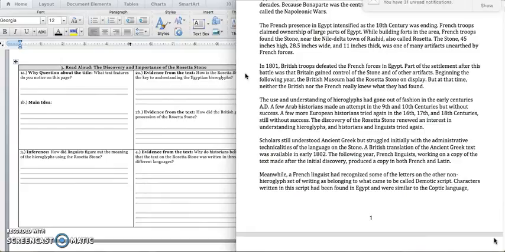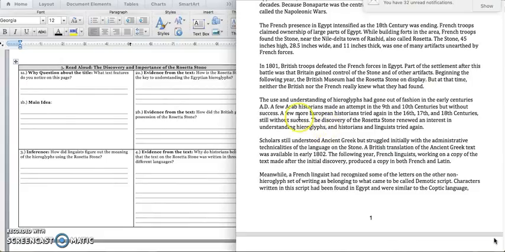In 1801, British troops defeated the French forces in Egypt. Part of the settlement after this battle was that Britain gained control of the stone and other artifacts. Beginning the following year, the British Museum had the Rosetta Stone on display, but by that time, neither the British nor the French really knew what they had found. Okay, we'll stop right there because we know that the British troops defeated the French forces in Egypt and they got the Rosetta Stone and they sent it back to Britain and displayed it in a museum.